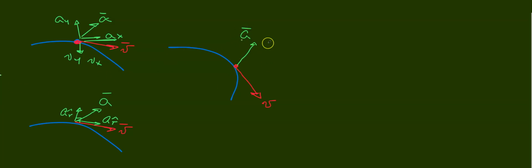So then I will decompose this one into a radial component, which is perpendicular, and then a component that is parallel to the v, so that will be the tangential, right? So it's decomposition again, but not with respect to x and y, but with respect to the tangential and the radial unit vectors.